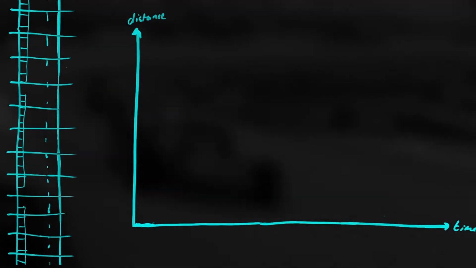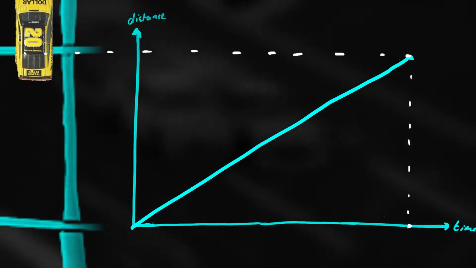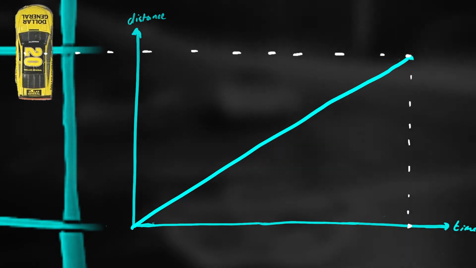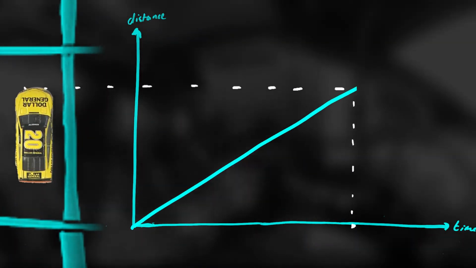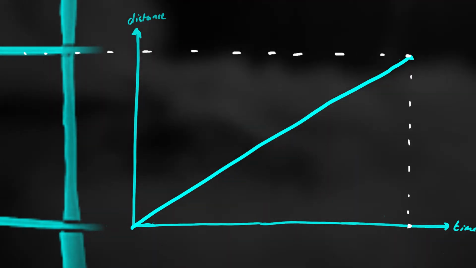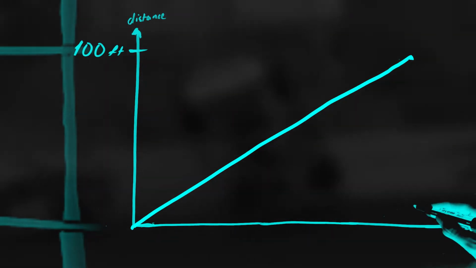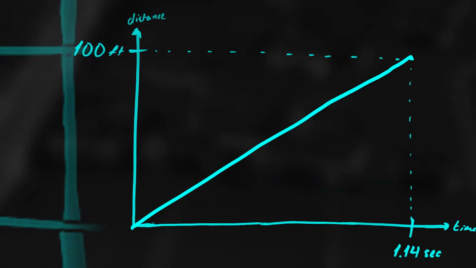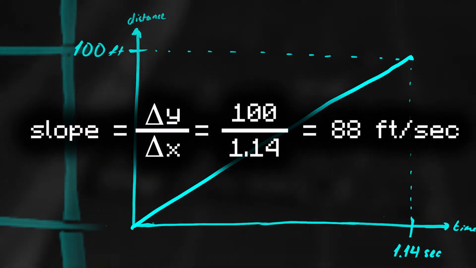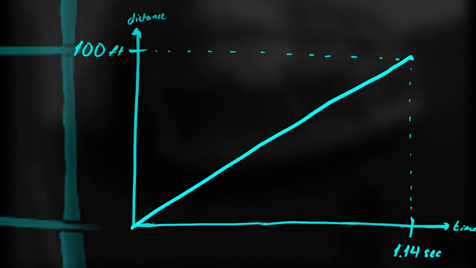What does that look like on the graph? Well, it's a straight line. The y-axis reaches 100 feet, the length of the segment, and the x-axis reaches 1.14 seconds, that minimum time we talked about. And if we measure the slope of this line, we end up with the speed limit on pit road. But what if the line isn't straight?